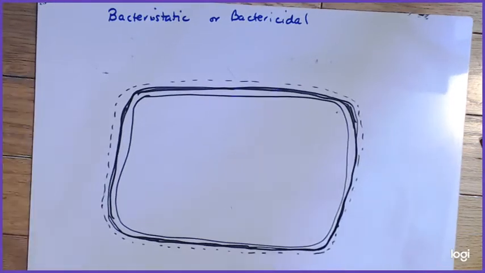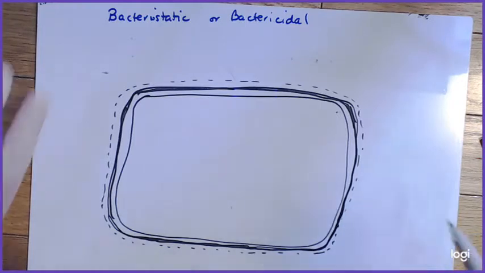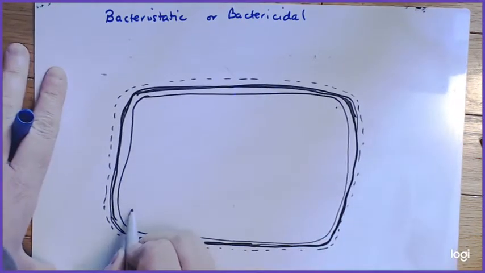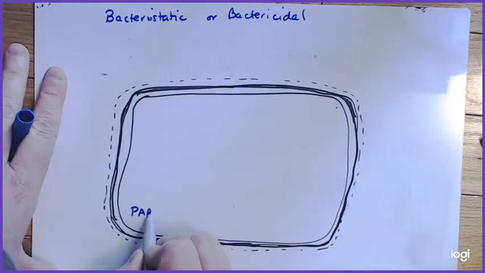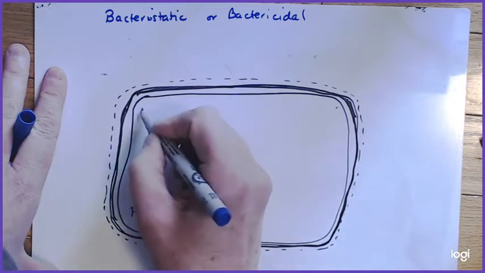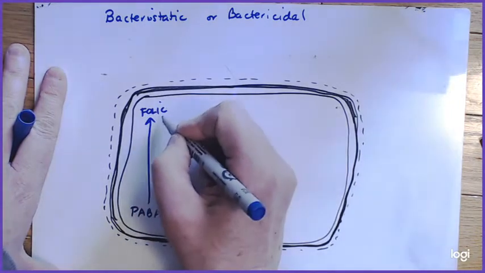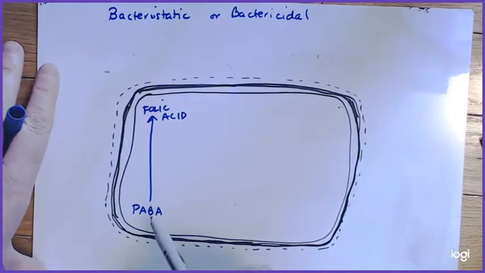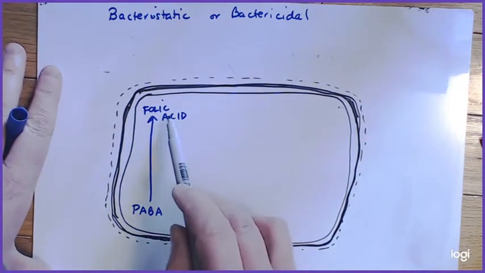Now, the other thing to remember for bacteria is they have things inside of them as well. I'm going to go through some of the processes in here. So we've got bacteria that need to make folic acid. Humans can't make their own folic acid, but bacteria can. They use a substance called PABA, and they do a series of steps to form it into folic acid.